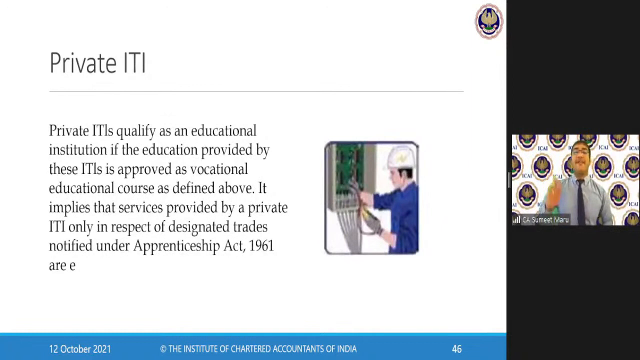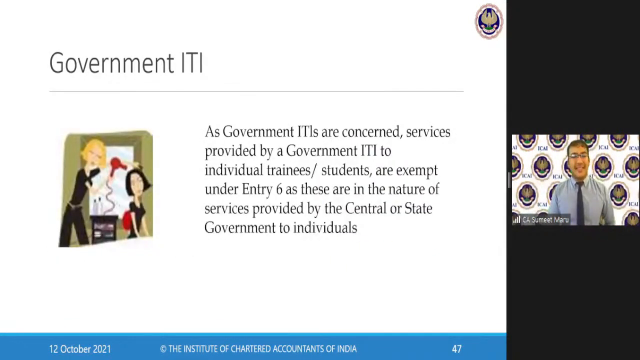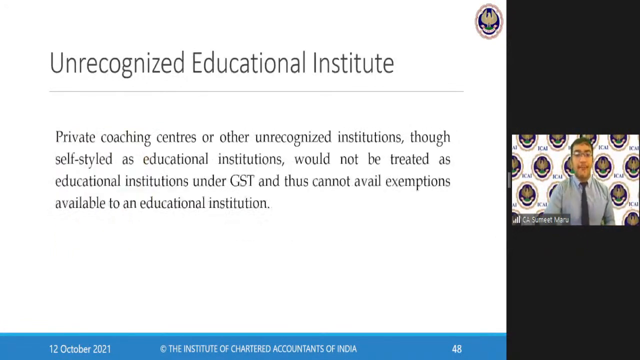Okay, so if there is any private ITI, a private organization or private industrial training institution providing any vocational course, it qualifies as an education institution provided this ITI is approved. It will be exempt only and only when it is approved. So if it is approved, then exempt. If not approved, it won't be exempt. Government ITI, it is very simple, obviously. Government ITI, also if courses are approved, that's enough. If not approved, another entry is there which we are going to learn in the government sector exemptions. Okay, and the last part for today is unrecognized educational institutes.